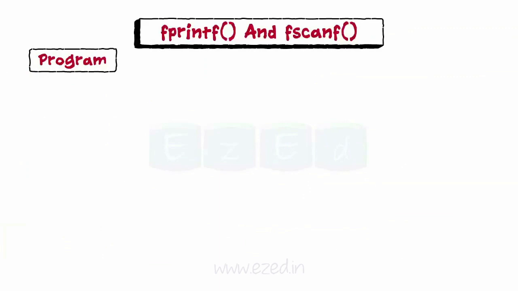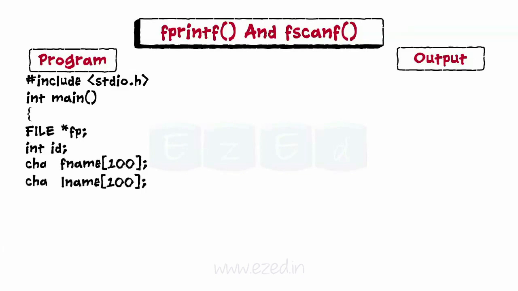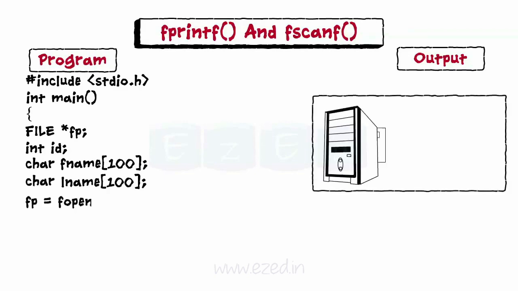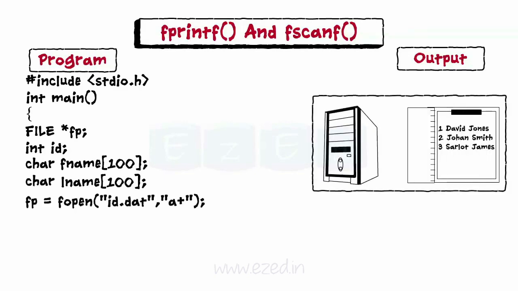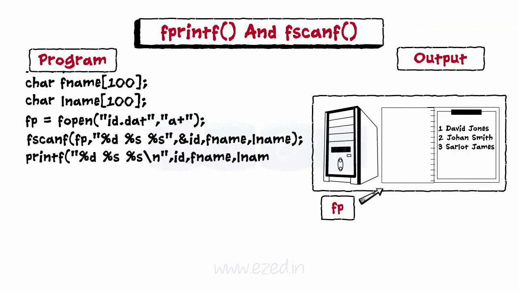Let's write a program to illustrate the use of fprintf and fscanf functions. We start by declaring the main function and the file pointer fp, followed by the variable id of type int, while fname and lname are declared as arrays of character type, after which we open the file in append mode. This means that the initial file position of reading is at the beginning of the file, but output is always appended to the end of the file.